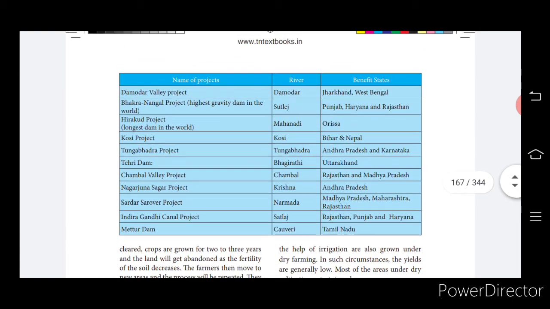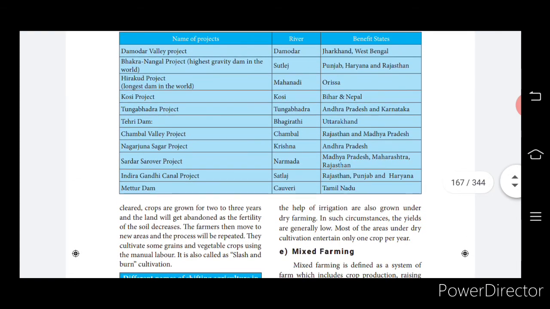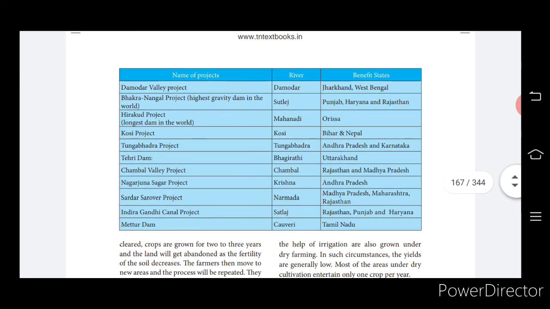Now I am ending with the names of projects. So many projects are there, so you have to learn the names of projects, and your important homework is the India river homework. Okay, you have to do the valley project, and you have to paste it in your classes.